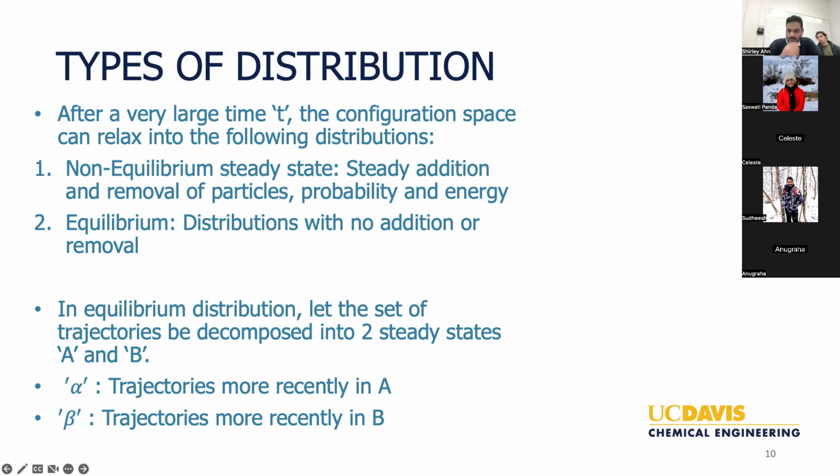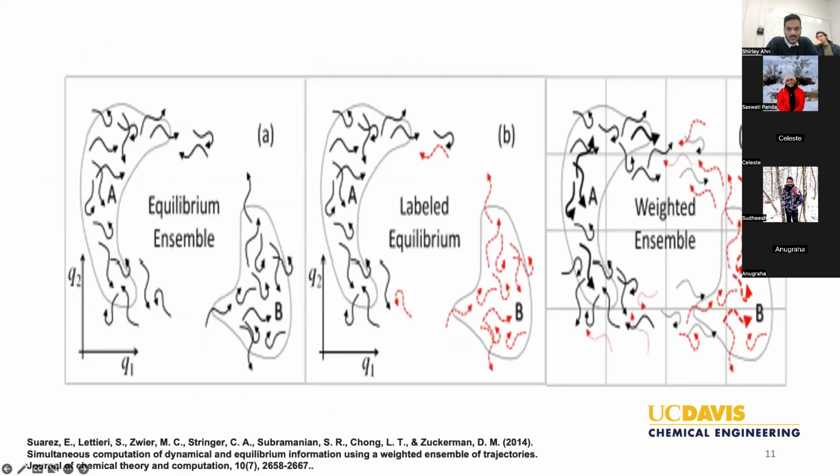So with regards to the kinetics, I'll be talking with respect to the equilibrium distribution. So in an equilibrium distribution, suppose this is an equilibrium distribution that we have. We see that there are two distinct regions in the equilibrium ensemble, A and B. So the trajectories which are in A, we denote with the alpha set of trajectories, and those trajectories which are in the B region of the ensemble, we term as the beta set of trajectories.